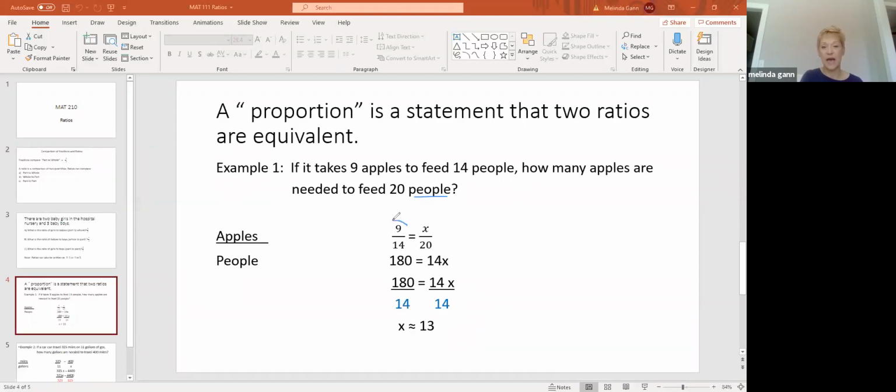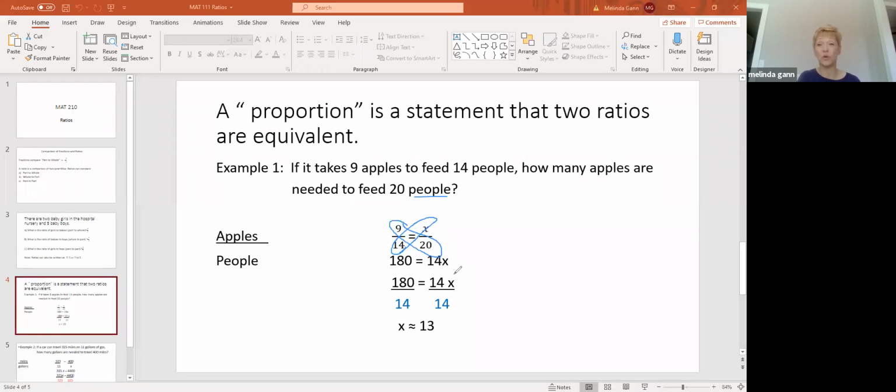So you're going to say 9 times 20, which is 180, equals, and then you do 14 times X, 14x. Now you got a little algebra equation to solve. So remember what we do. Since we undo multiplication with division, if I want to get rid of that 14 and isolate my variable, I have to do division. So I divided this side by 14 and I divided that side by 14.